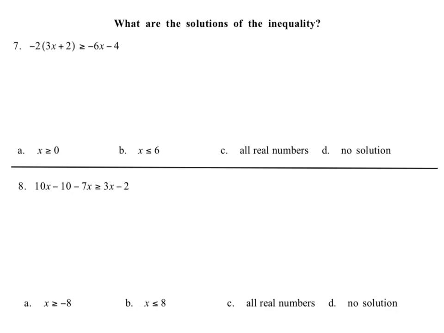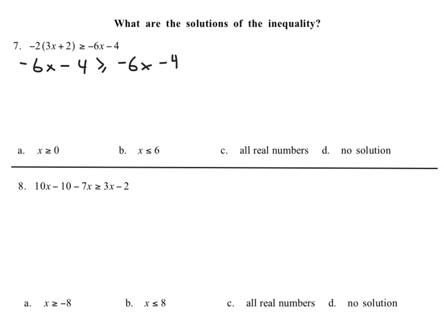All right, what are the solutions to the inequality? We want to simplify this. We want to just distribute these things through and see what we're left with, okay? So we've got negative 2 times 3x is negative 6x. Negative 2 times 2 is negative 4. It's greater than or equal to negative 6x minus 4.